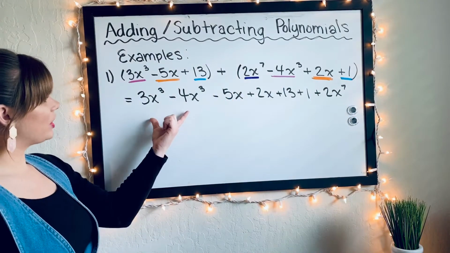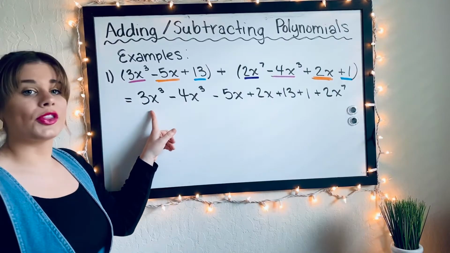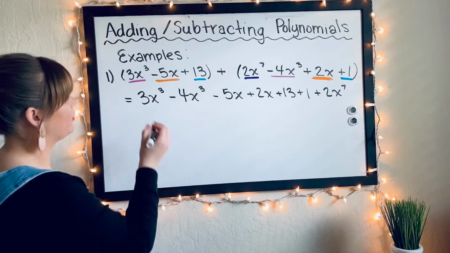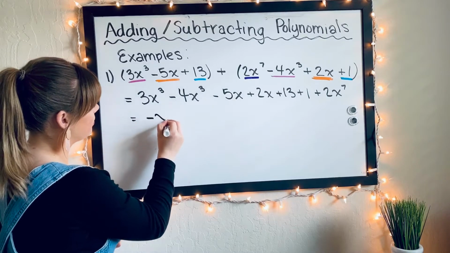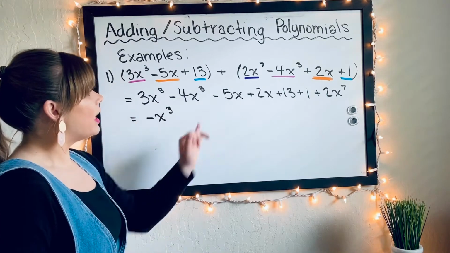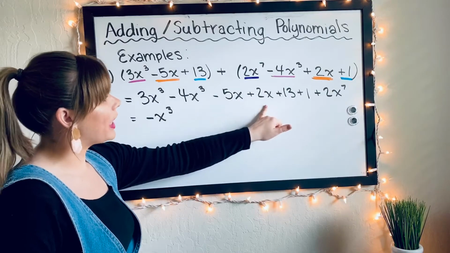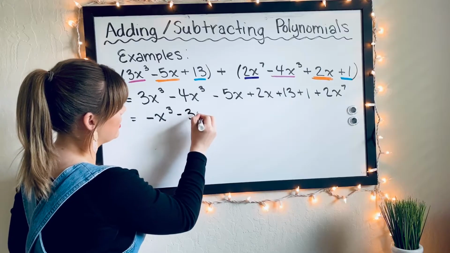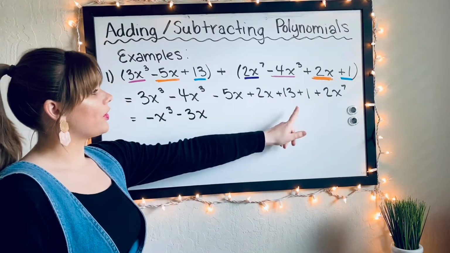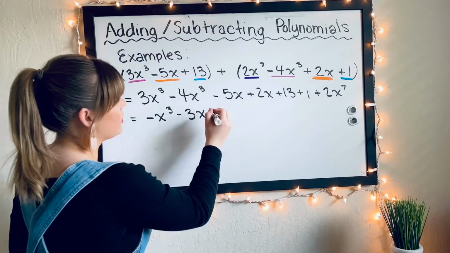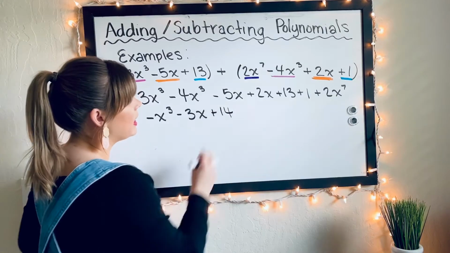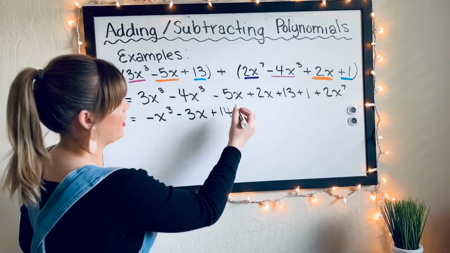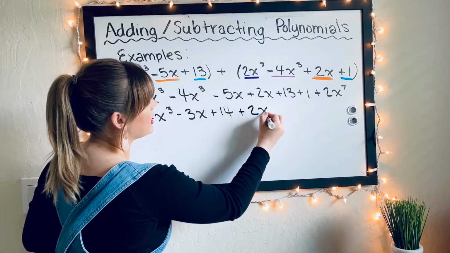Okay, so now I can actually combine these things. If I have 3x cubes and I subtract 4x cubes from it, I'm left with negative x cubed. I have negative 5x plus 2x, so then I am left with a negative 3x. And then I have 13 plus 1, so then plus 14. And then this guy just hangs out because he doesn't have anything to combine with. So it's just 2x to the 7th.